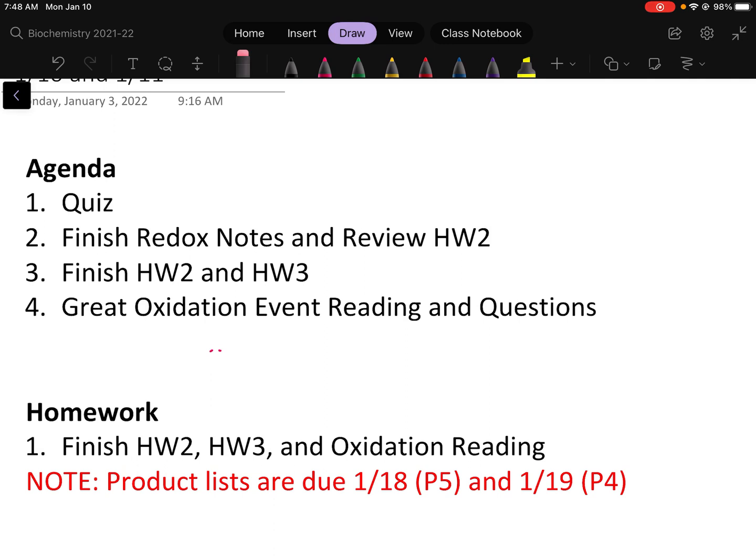get everything out. You're going to need your redox notes, which are pink. We're going to finish those up. We're going to review homework 2, and I believe homework 2 is green. So grab that green homework 2. We're also going to do an example on homework 3, which is yellow. That's a new one.